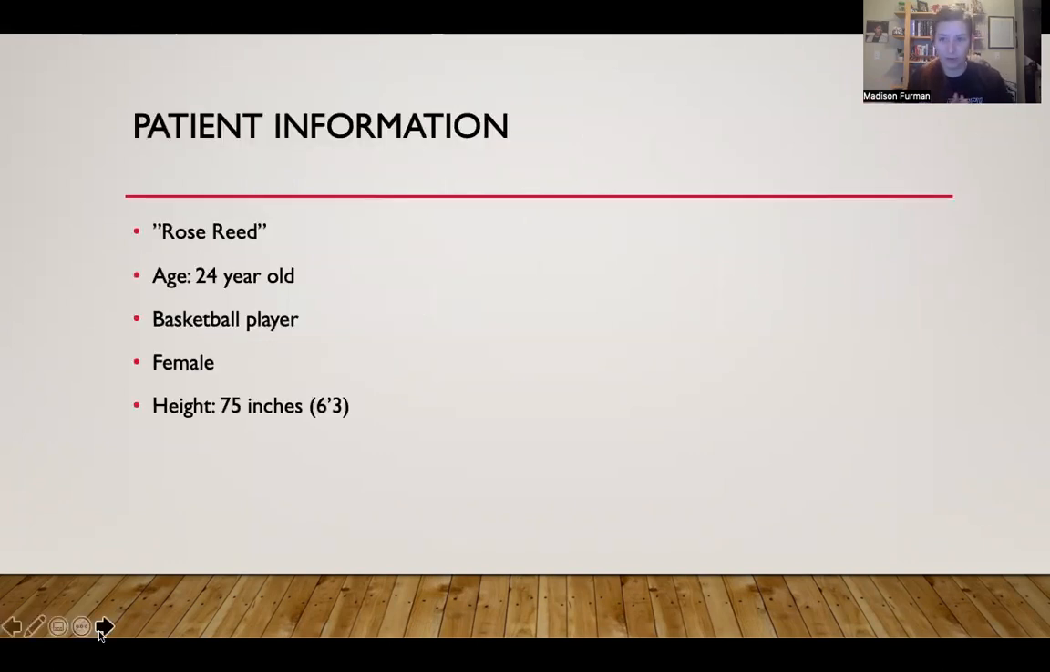So of course we're going to first and foremost talk about patient information. This is just the basic demographic of my case study and who this person is and what they're all about. So Rose Reed is the name my athlete chose to go under. She chose that herself. She was very proud of that. She's 24 years old. She's a basketball player. She's a female, and she is 75 inches, 6'3", which is pretty big for a female here in the US.